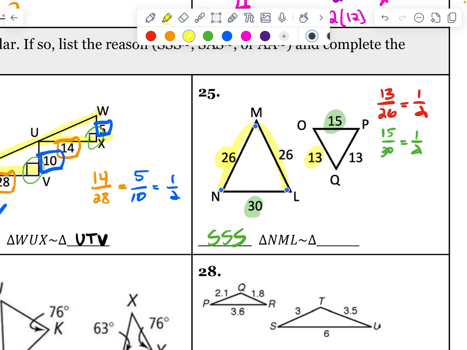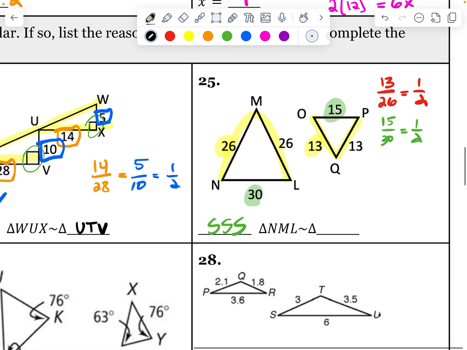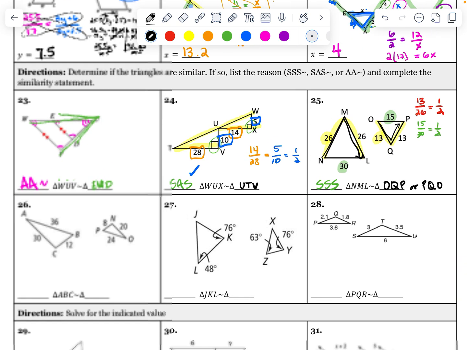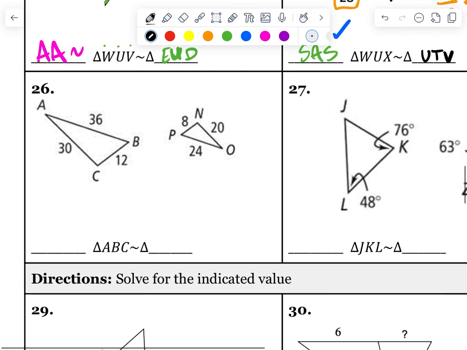I can't tell. It's either going to be OQP or PQO, because it's hard to tell which direction that's going, right? Like they didn't give us anything else to go by. So one of those two, they're both correct. All right, yet again, this is looking like it'd be side, side, side. So let's check all of our proportions.